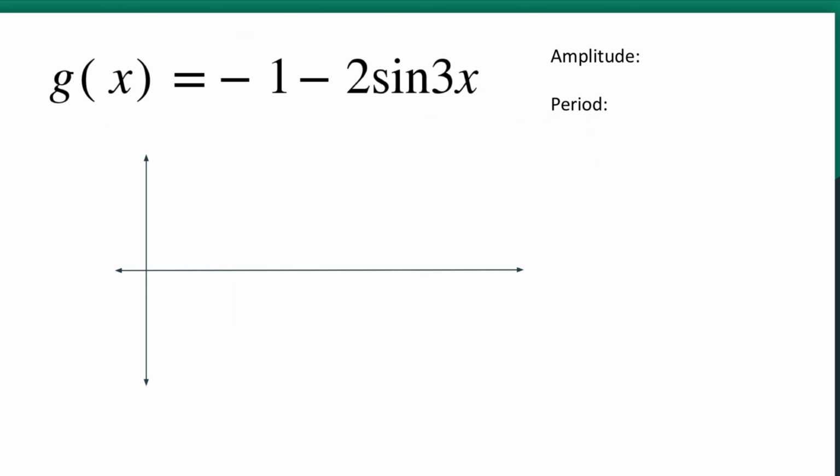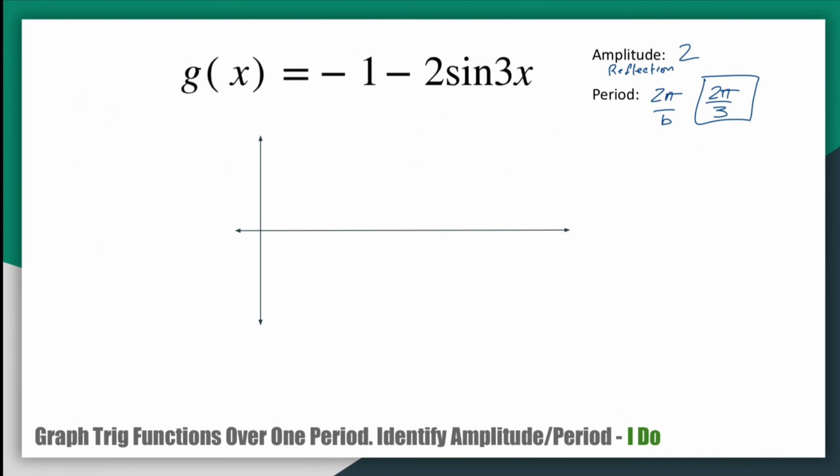Our amplitude is 2, okay? But again, there is a reflection here, so I'm going to write that in. All right, our period, we calculate 2 pi divided by B. B here is 3, so now it's 2 pi divided by 3, okay? And I'm going to write that we just have a vertical translation of -1, or just down 1, all right? So that has everything. That's a lot more stuff going on.